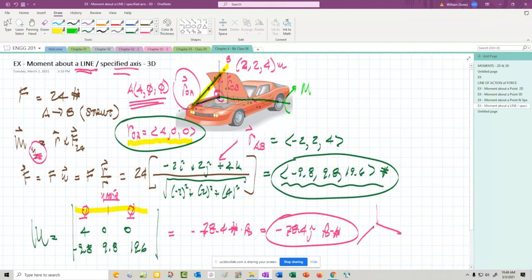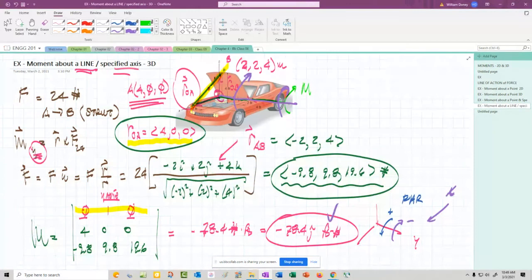Negative about the y: if this is the y, negative would be the opposite of the positive. This would be the positive direction from the right-hand rule. Therefore, the negative direction is going to be this. And that's what we want, because that makes sense, because that force is trying to rotate that hood up along that axis, and that's the negative direction. So that negative in the answer makes sense. Now, we could find what's happening about the x and the z, but the hood does not rotate about the x or the z. It is fixed to rotate about the y.